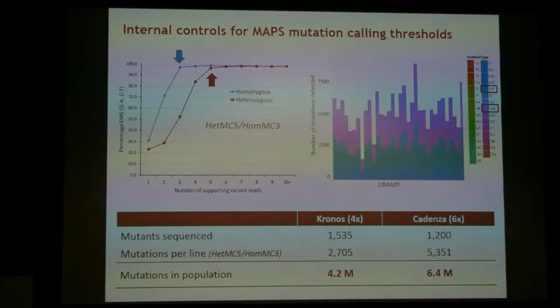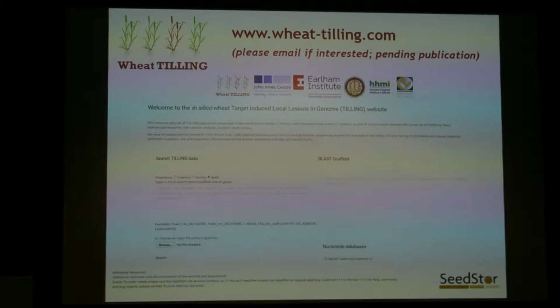They'll have many more mutations, but at least in the protein coding sequence of wheat, we can identify that. So this really changes the game. If you want to find a mutant, going to natural variation, forget it. If you can find a mutation here, you have lots and lots of alleles. So we have this database called wheattilling.com.